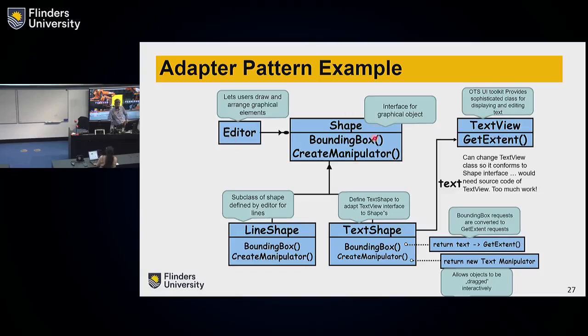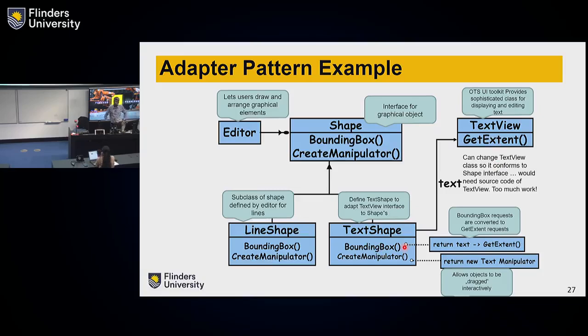This is an interface, and this interface basically declares two methods: bounding box and create manipulator. And we have two concrete classes that implement that interface, line shape and text shape. Within these concrete classes, the bounding box method, which is from this interface, is being implemented. But within this method, get extent, which is the method of this object, is being called. So within bounding box, we are creating an object of text view and calling the get extent method, and the result is returned to the editor.